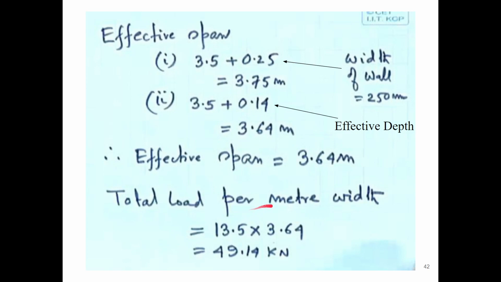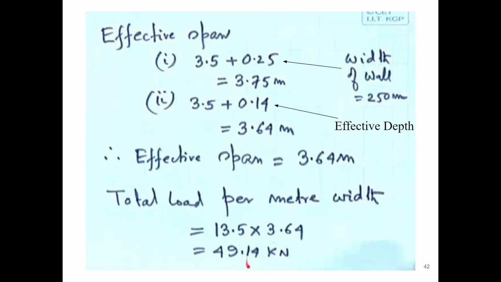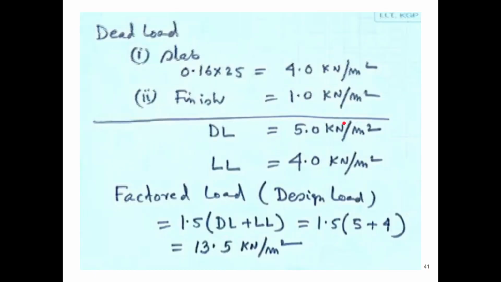So therefore total load per meter width will be 13.5 into 3.64, which is 49.14 kilonewton per meter width. So that is the first step, calculation of factored loads.